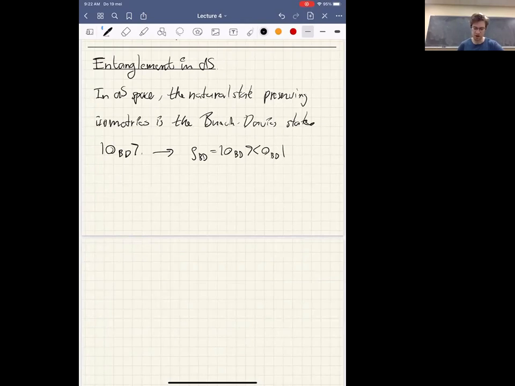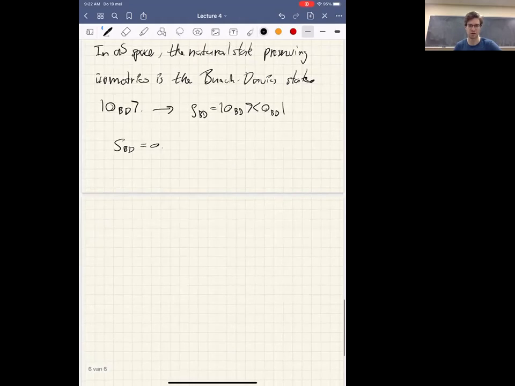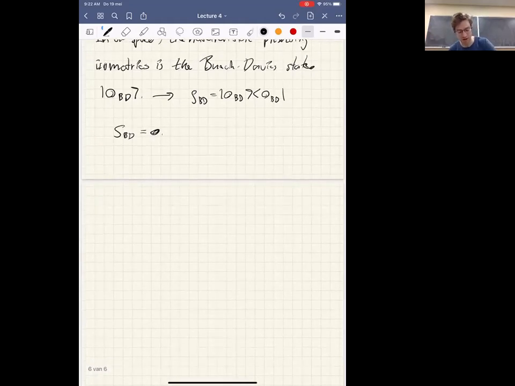Okay, so what I will not explicitly show, but I will just tell you, is that when you compute the von Neumann entropy associated to this Bunch-Davies state, the total entropy is equal to 0. Let me just say, we know that the von Neumann entropy of this Bunch-Davies state is 0. So in particular, it's a pure state.